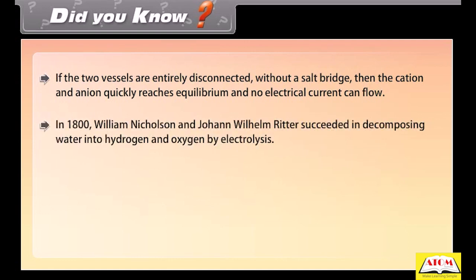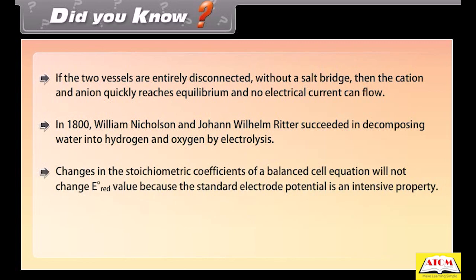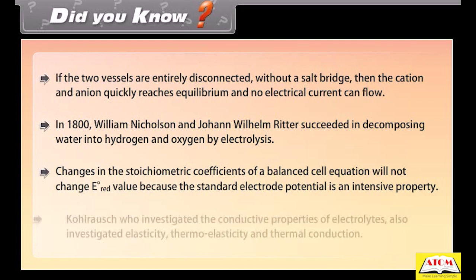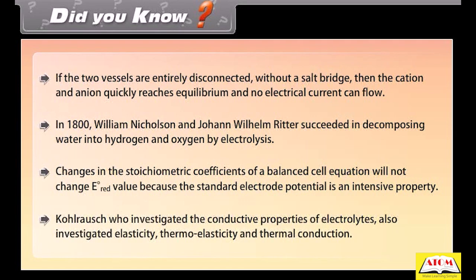In 1800, William Nicholson and Johann Wilhelm Ritter succeeded in decomposing water into hydrogen and oxygen by electrolysis. Changes in the stoichiometric coefficients of a balanced cell equation will not change E0 value because the standard electrode potential is an intensive property. Kohlrausch, who investigated the conductive properties of electrolytes, also investigated elasticity, thermoelasticity, and thermal conduction.